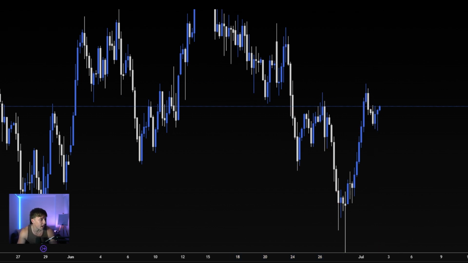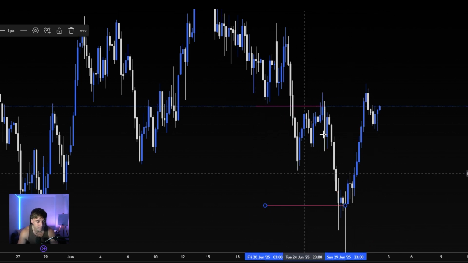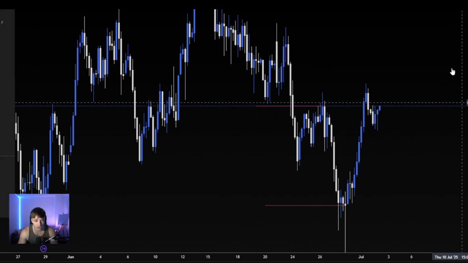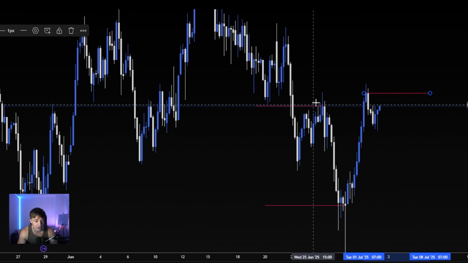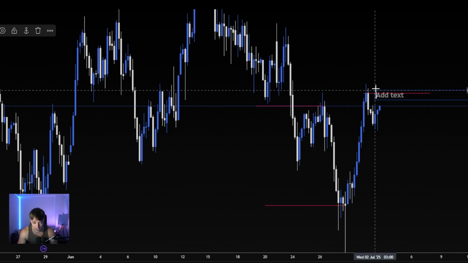So as you can see, as we were coming down, we were making a high here, and we're making lows all the way down here. Now, the next high that was put in actually comes over to here and is higher than that previous high. So now you have something called a higher high.